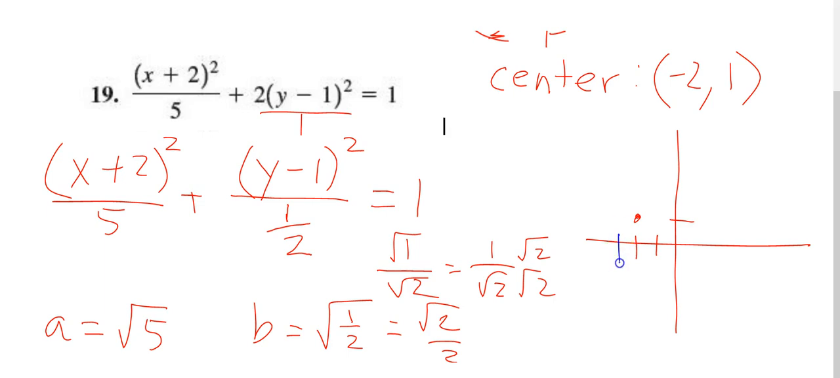How far is radical 5 in the world of decimals? 2.25 approximately. Okay, we're over here. Then 2.25 there is going to be just on the other side of the y-axis. And then how far up and how far down? What is radical 2 over 2? Approximately equal to 0.707. All right, so not even 1 unit up, and not even 1 unit down. So we're talking a fairly small ellipse.